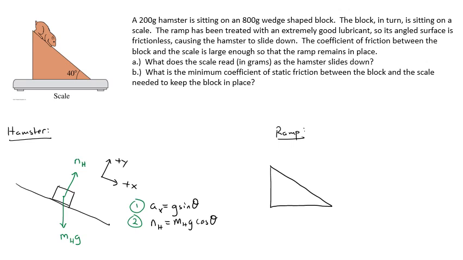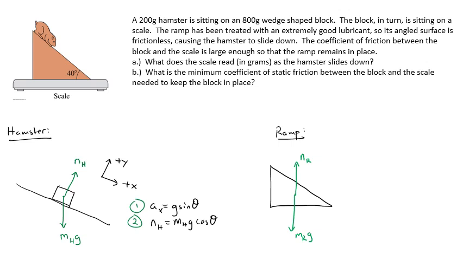So the ramp gets a little more interesting. What are the forces on the ramp? There's a gravitational force downward. So we've got here the mass of the ramp times g. And then what else is touching the ramp? The scale. So the scale is going to exert a normal force upwards. I'm going to call this the normal force on the ramp, N_R.